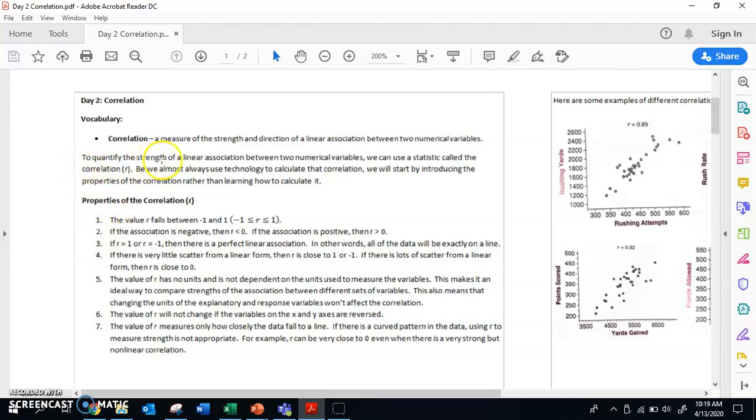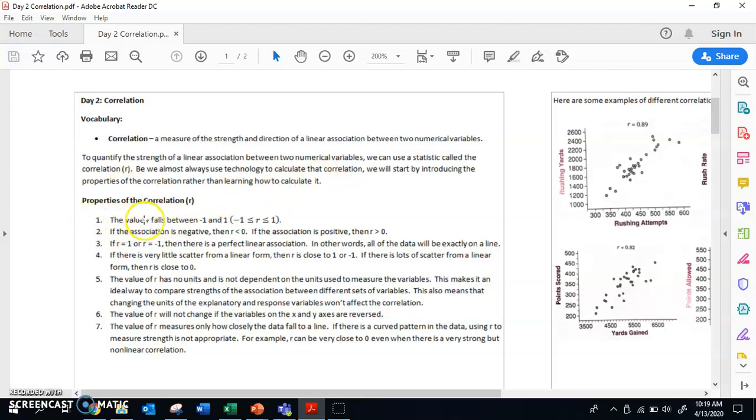So to quantify the strength of a linear association between two numerical variables, we can use a stat called the correlation. And correlation is often described as R, just an R value. We almost always use technology to calculate that correlation. There is a formula for it, but we're never going to use that. We're just going to use the calculator because it's quicker. So a little bit of vocab.